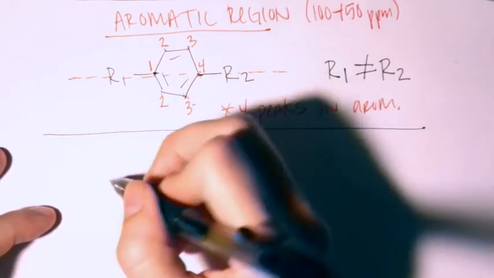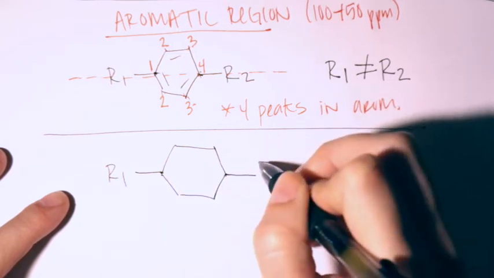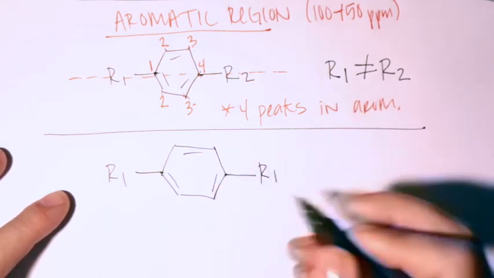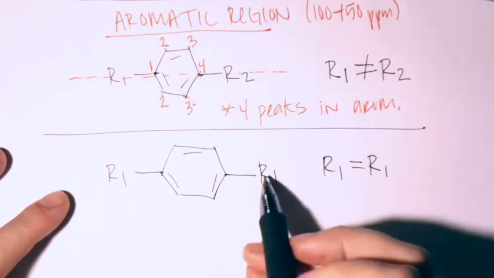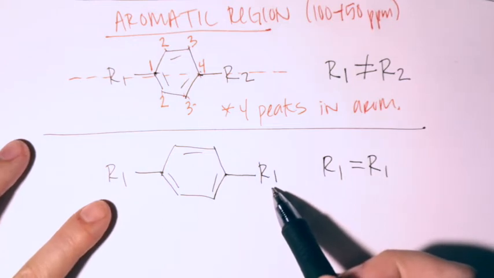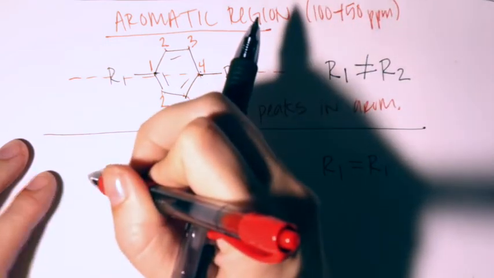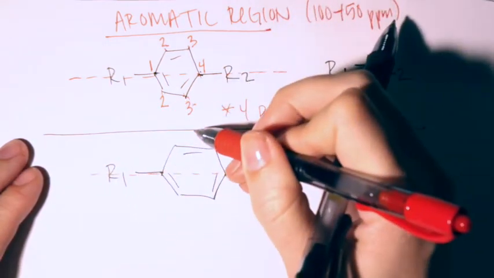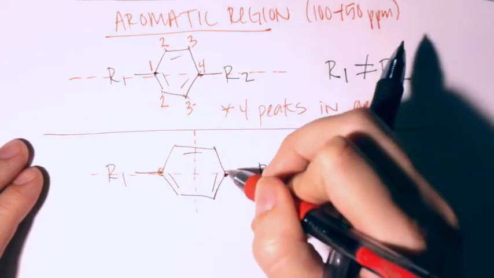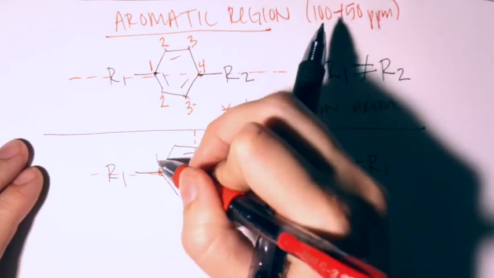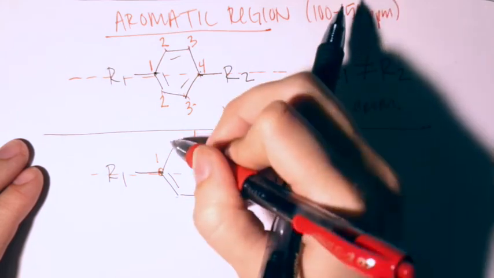All right, and then if we had a similar substitution pattern, but both of these are the same, so let's say both are R1. Again, it doesn't matter what they are, it just matters that they're the same. Then you have extra symmetry, right? Because you have symmetry here, but you also have symmetry this way. And so you end up with a situation where these 2 carbons here and here are the same as each other. And now all 4 of these ring carbons are all the same.